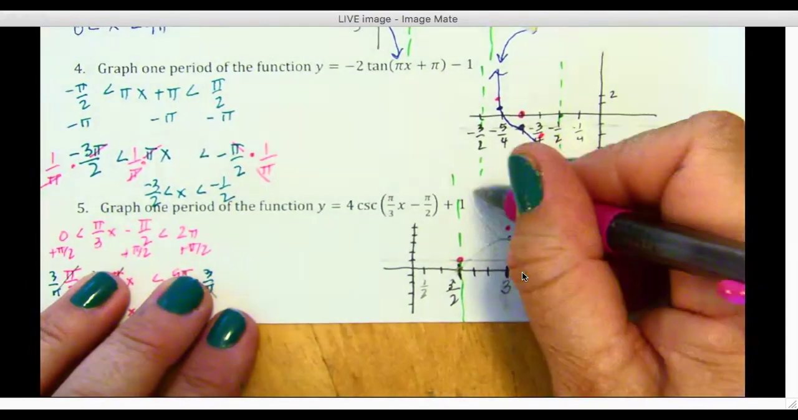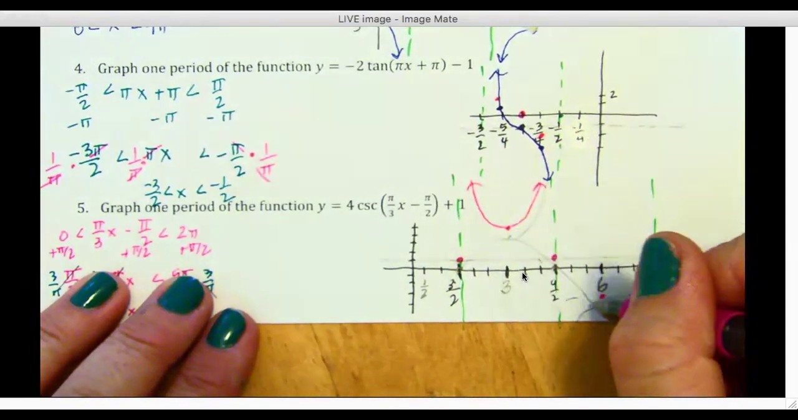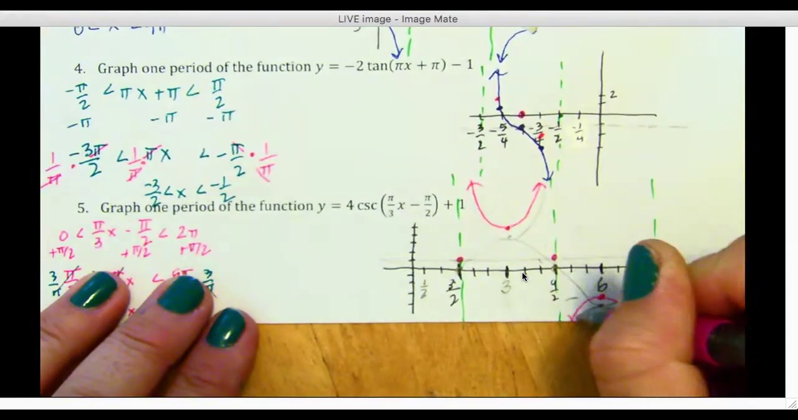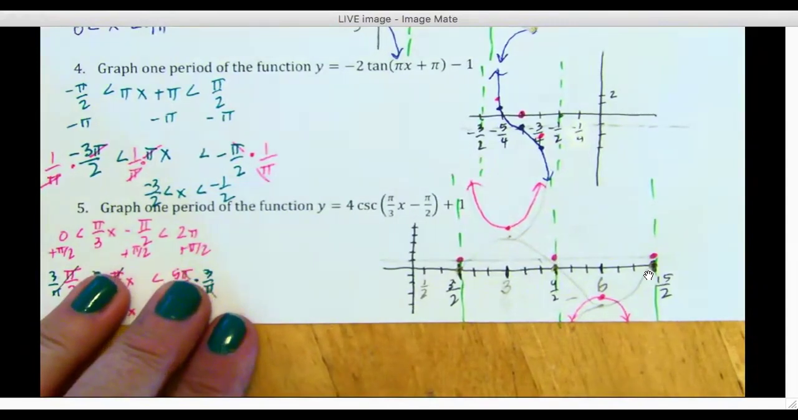And then our cosecant graph will go up from those points and down from those points. And there is our cosecant graph with all of those very complicated shifts. And that brings us to the end of this section.